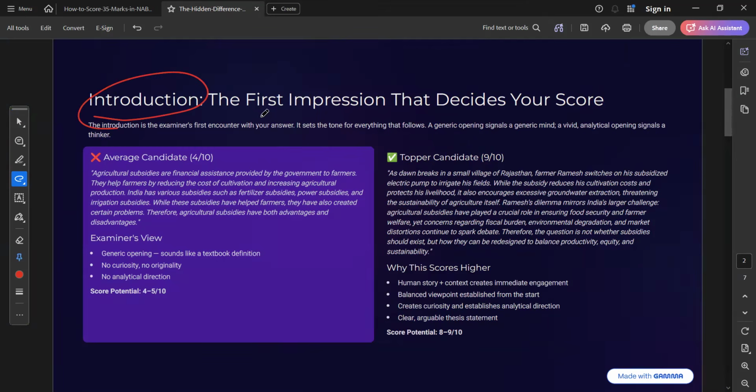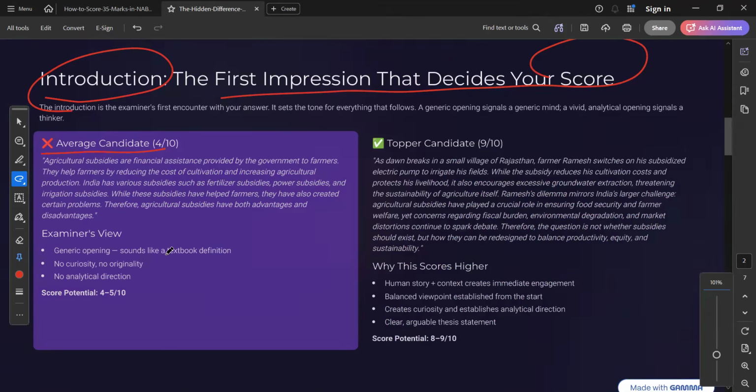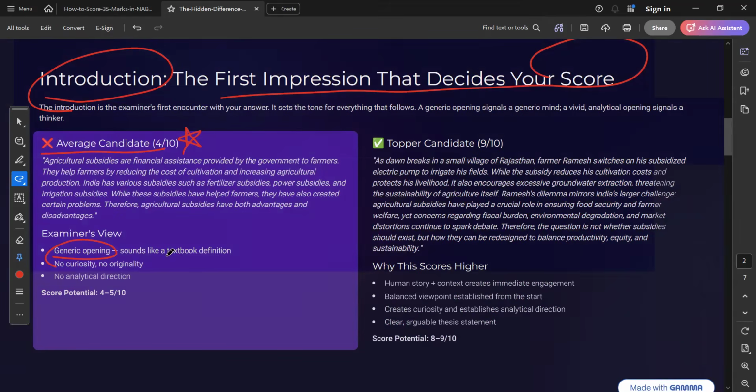First is the introduction. First impression will decide your score. Remember this. So the average candidate simply gives a definition: cost of cultivation, increase in agriculture production, India has various subsidies. You can just pause it. I'm not going to read it, just pause it and look at it. You will see that this is very generic. It sounds like a textbook definition. There is no curiosity, no analytical direction. You will score like 3, 4 marks out of 10.